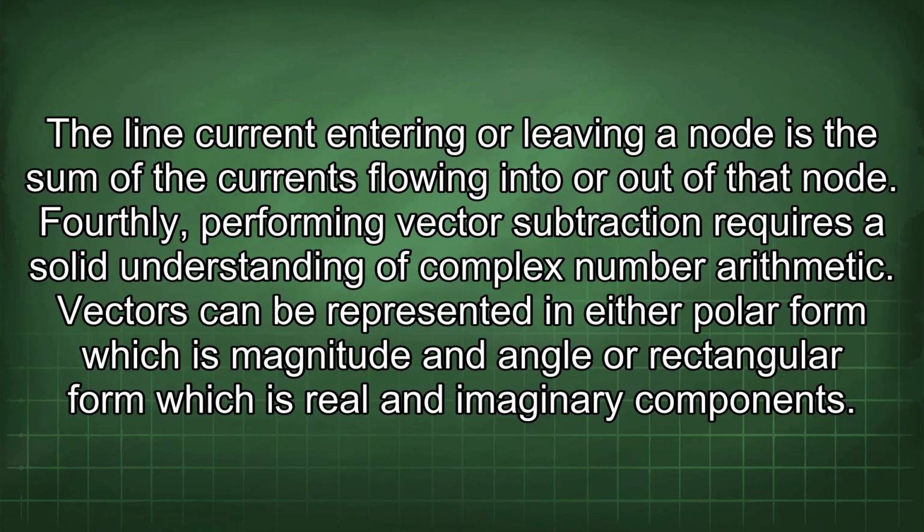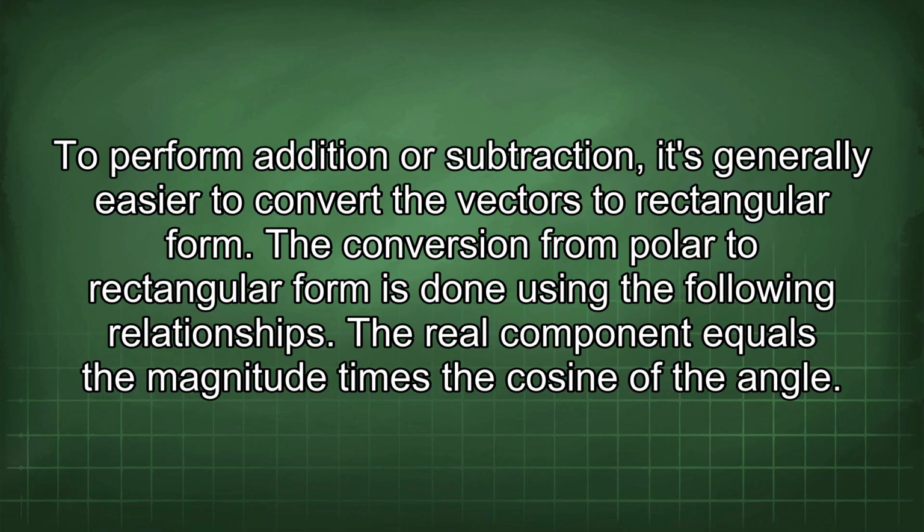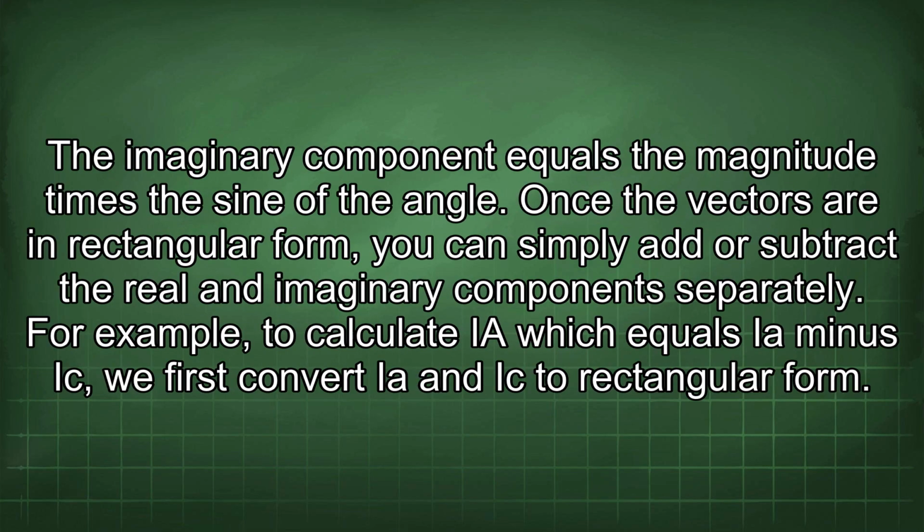Vectors can be represented in either polar form, which is magnitude and angle, or rectangular form, which is real and imaginary components. To perform addition or subtraction, it's generally easy to convert the vectors to rectangular form. The conversion from polar to rectangular form is done using the following relationship. The real component equals the magnitude times the cosine of the angle. The imaginary component equals the magnitude times the sine of the angle. Once the vectors are in rectangular form, you can simply add or subtract the real and imaginary components separately.